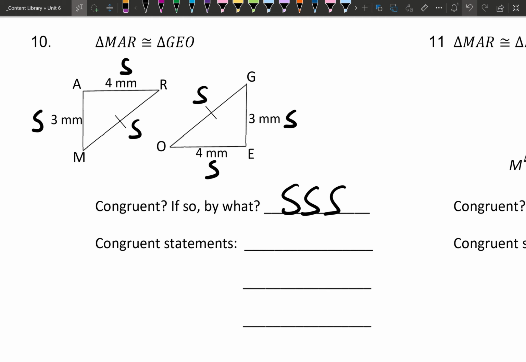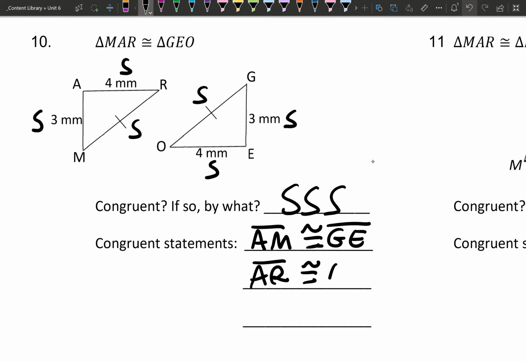Anyways, let's write down the congruent statements. I'm going to start with the 3 sides. On the triangle on the left, that's side AM, which is congruent to side GE. Next, I'm going to do the 4 millimeter side. Got AR, congruent to EO. Then let's do the tick side, which would be 5 millimeters. And that's MR, congruent to GO.